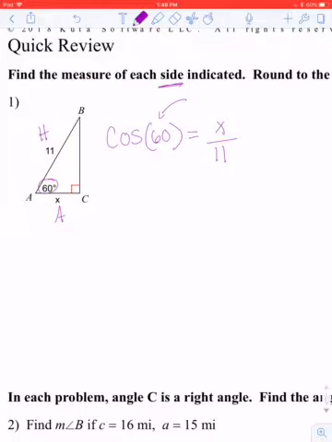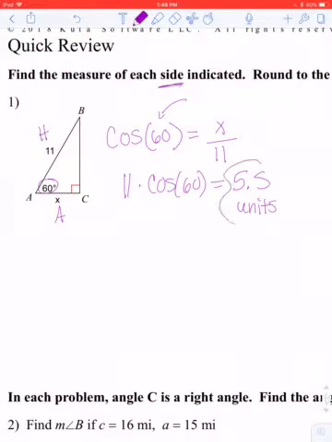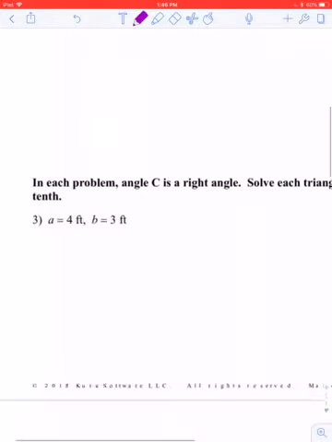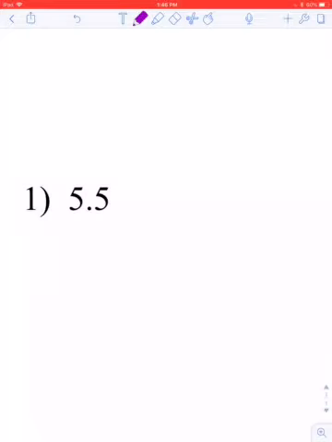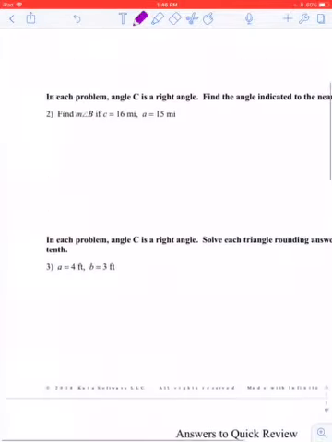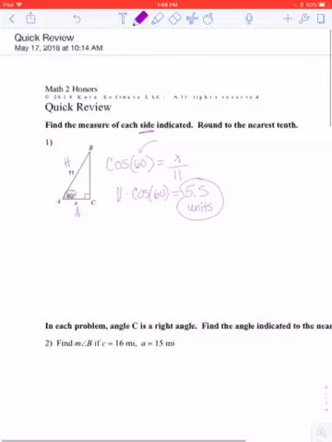You're going to multiply 11 times cosine of 60 in your calculator, which I'm assuming we can do, and we get 5.5, and we'll just write units because we don't know. And there's how you do number one. So let's double check ourselves, and yep, 5.5. Give yourself a pat on the back.